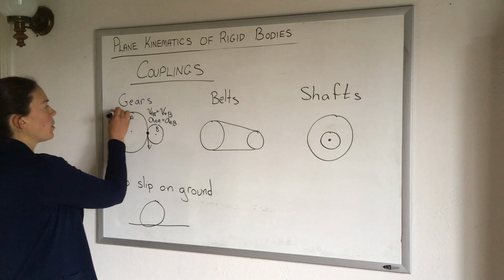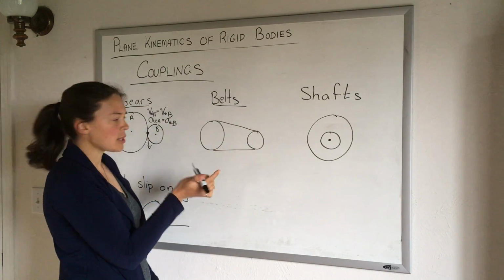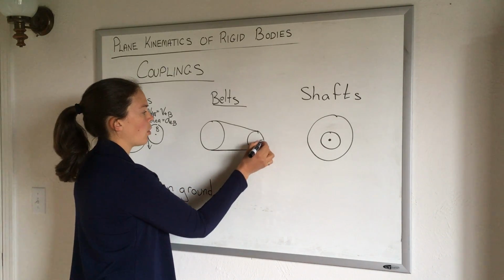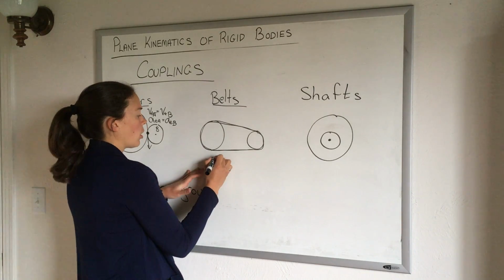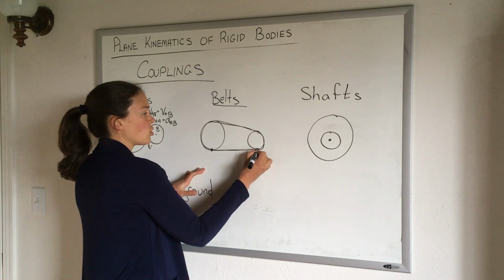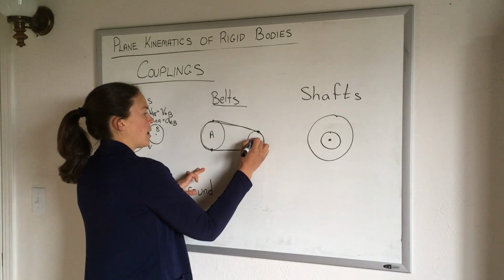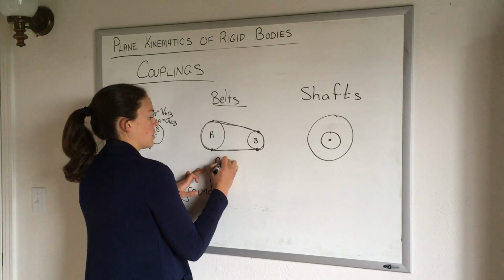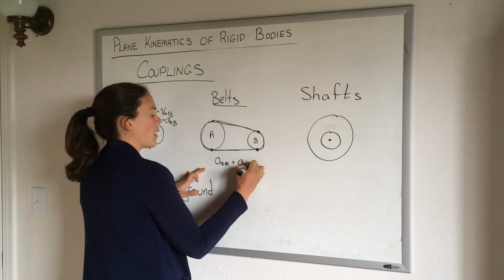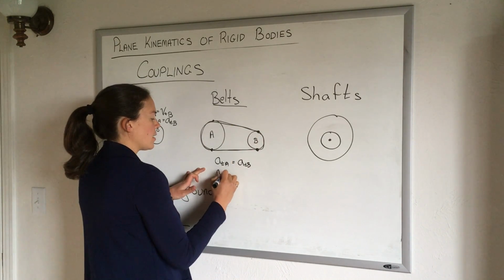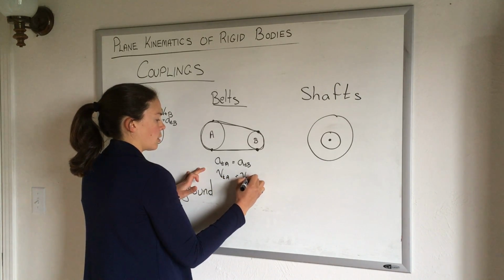We have a second type, which is belts. And that's where we have, similar to a pulley system, some belt that's wrapping all the way around, typically 2 sorts of pulleys. And in this case, our tangential accelerations sort of have to be the same everywhere. So if we have an A and a B, the tangential acceleration of A has to equal the tangential acceleration of B, and that's sort of everywhere in the system. And same with the velocity. The tangential velocity of A has to equal the tangential velocity of B.